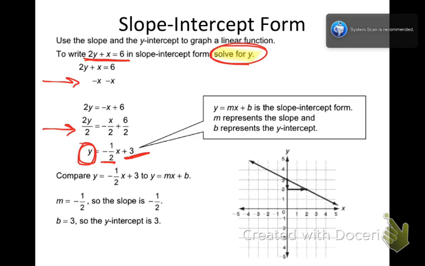So my y-intercept would go on my graph. From my y-intercept, I use my slope, -1/2, down 1/2, down 1/2, down 1/2, and I continue that stair-step model, giving me my graph. All right, so that's the big thing there.